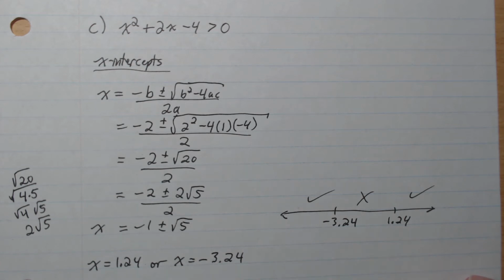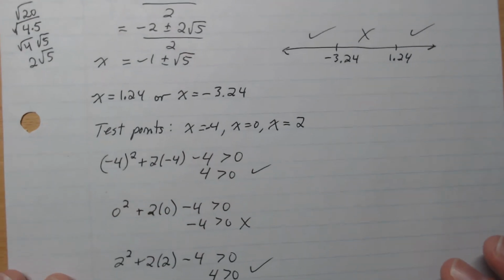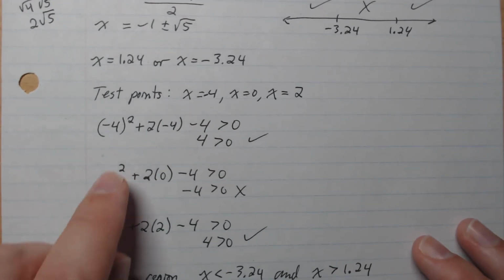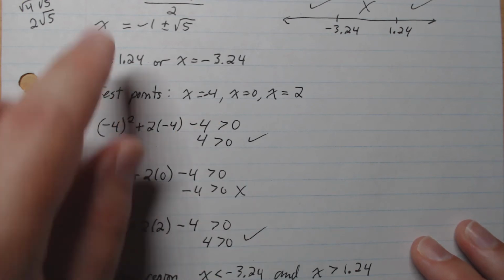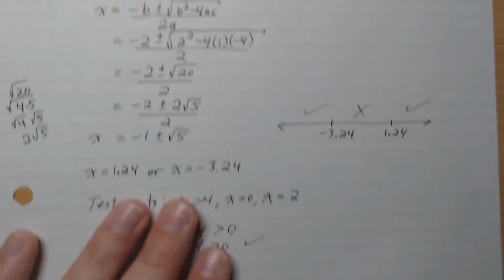-3.24 and 1.24, like that. So we're going to grab test points and check them all. So we're going to have -4, 0, and 2, like that. Right? So we're going to have these 3 test points. We plug -4 into our quadratic, right? Up here, we're plugging in -4.